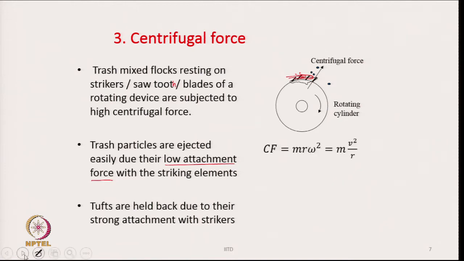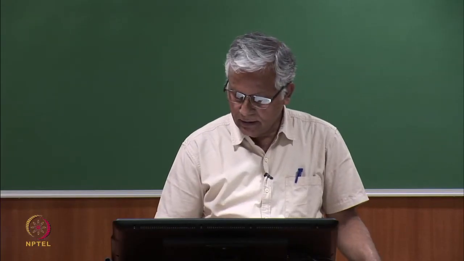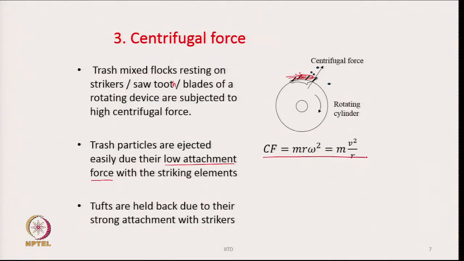And the magnitude of the centrifugal force is stated here, which you all know, you have learnt in basic physics, which is m r omega square or m v square by r. And since the centrifugal force is proportional to omega square, if you plot C_f versus omega, we will get a non-linear curve. That means, with the increase in omega, C_f will rise very fast.